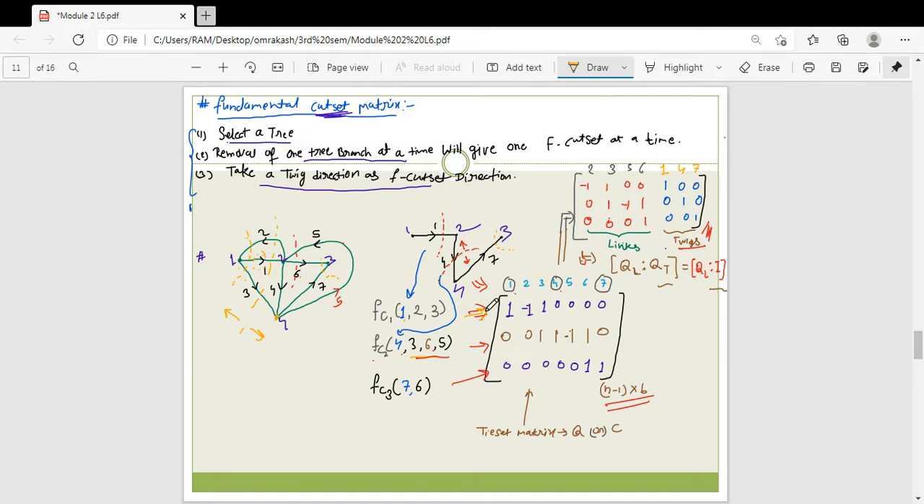Okay, so we are making the f cut set matrix here. Now for the second condition you have to choose this fourth branch. This is your reference branch. Now see, the fourth branch separates this second node and fourth node.